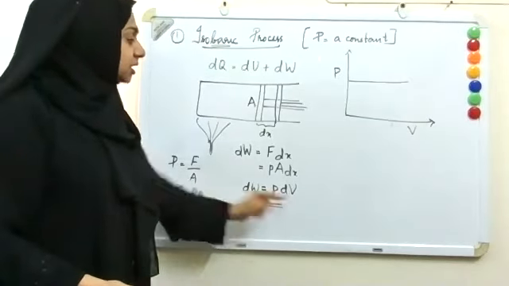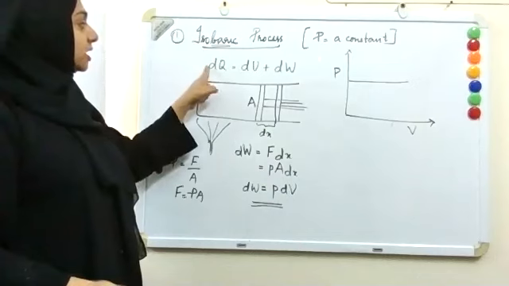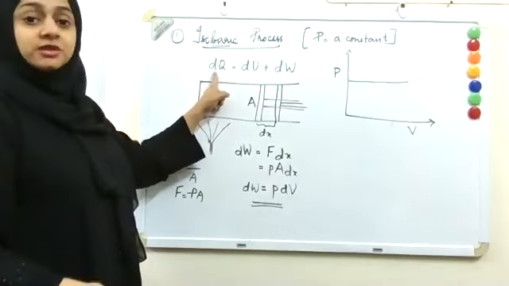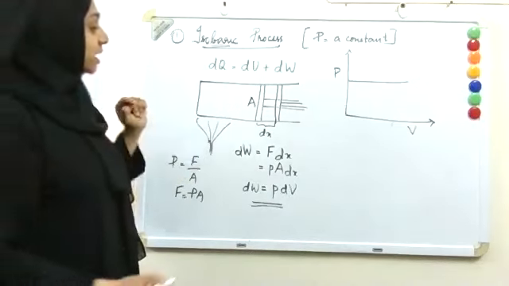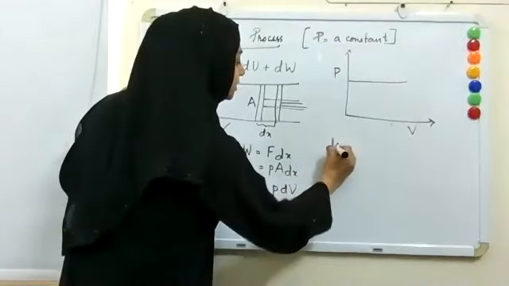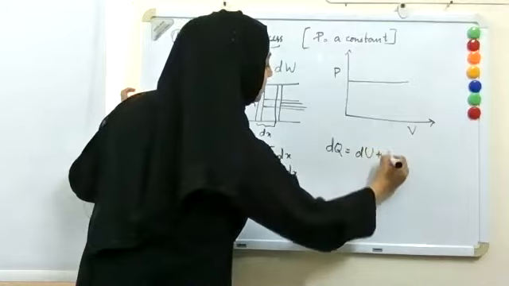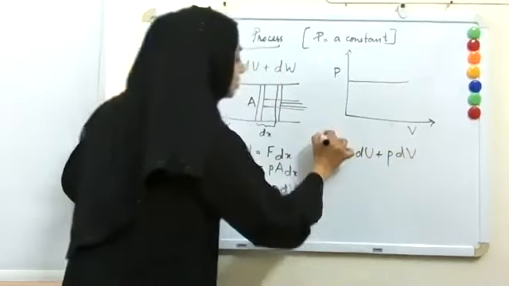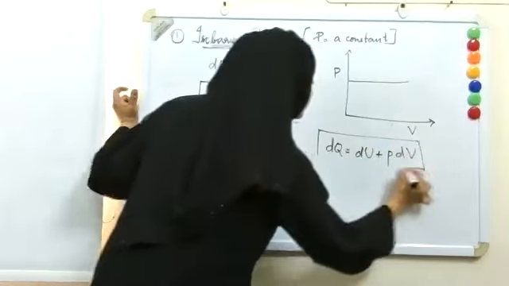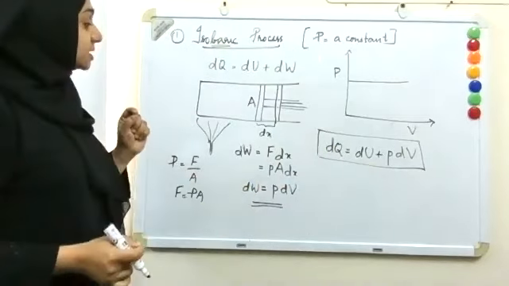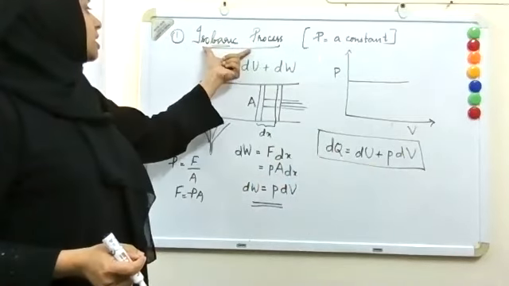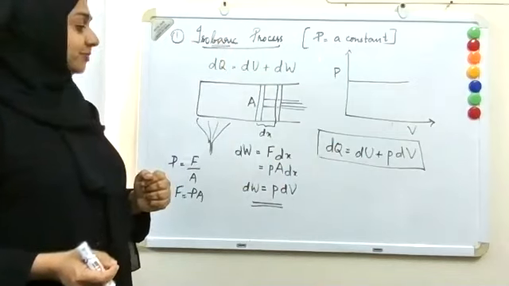So instead of the work done, we got a new expression for work done, P dV. So you can rewrite the first law of thermodynamics as dQ is equal to dU plus P dV. This is how the first law of thermodynamics looks in an isobaric process.